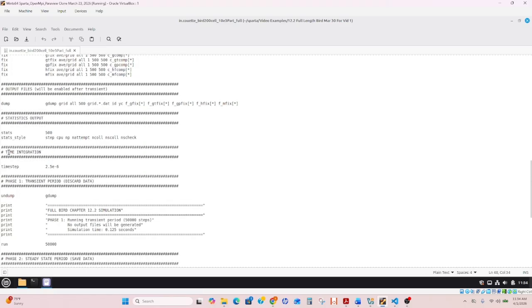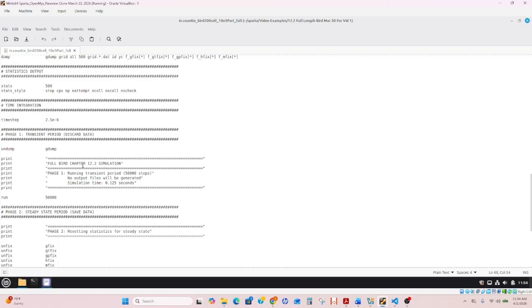All right, next here we're telling it the time step. Just as Bird had, we have the same amount, 2.5e-6. All right, so then we go into the phases. As of now, we've described our simulation. Now we've got to actually run our simulation. So we're going to run our simulation for the transient period, and then we're going to run it for the steady state period.